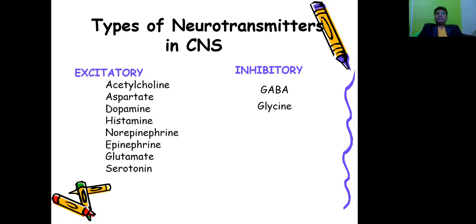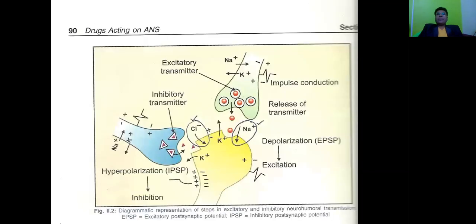Now, if you look at the drugs which are acting on the excitatory neurotransmitters and inhibitory neurotransmitters, when I talk about the excitatory neurotransmitter, a cascade of changes occurs, and there is a release of neurotransmitter resulting in depolarization and excitation due to excitatory postsynaptic potential. Now, when I talk about inhibitory neurotransmitter potential, which causes inhibition.